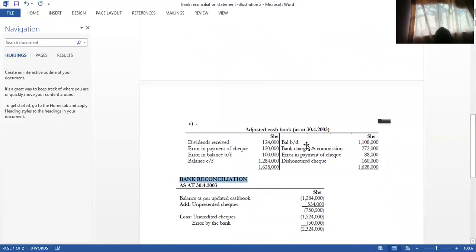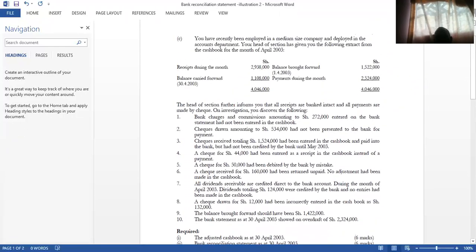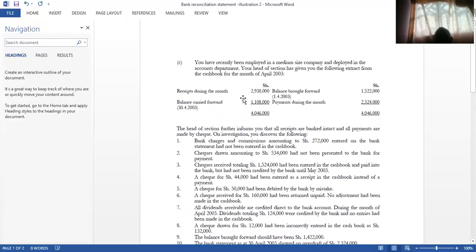The adjusted cash book. So we have the balance brought down. The balance brought down is actually here. It is this amount that we normally use. We normally use the closing balance, this one. This is the balance brought down.